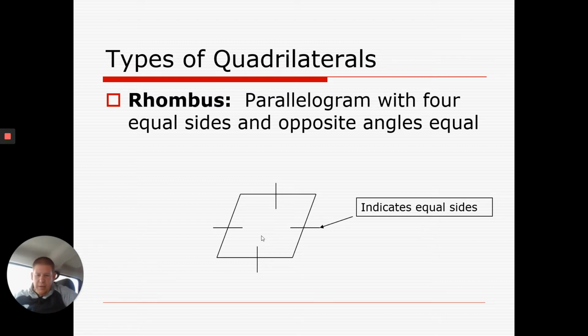Still 2 acute angles. Here would be an acute angle, and here would be an acute angle, and here would be obtuse and obtuse.